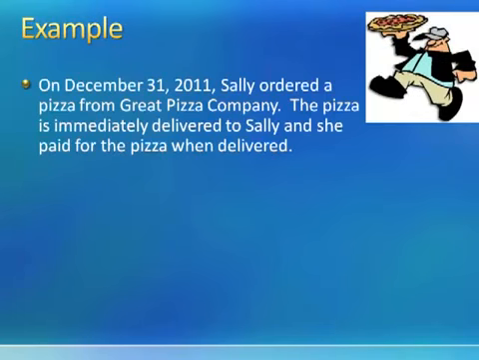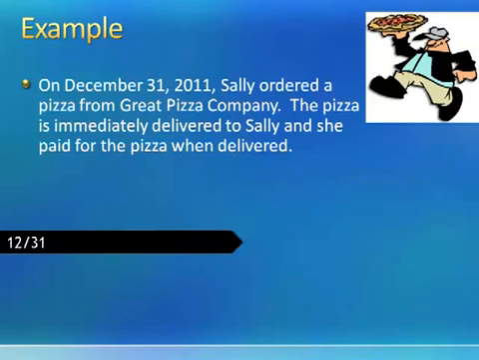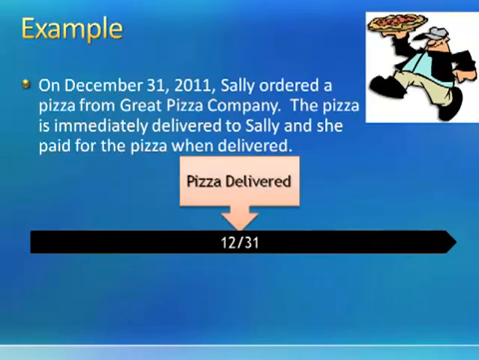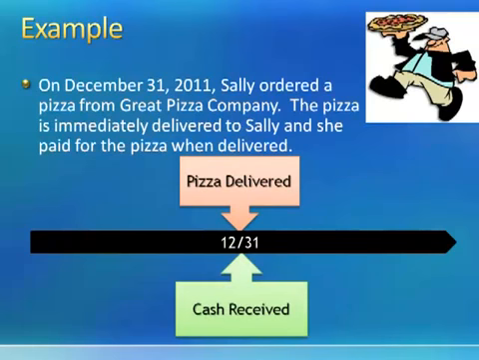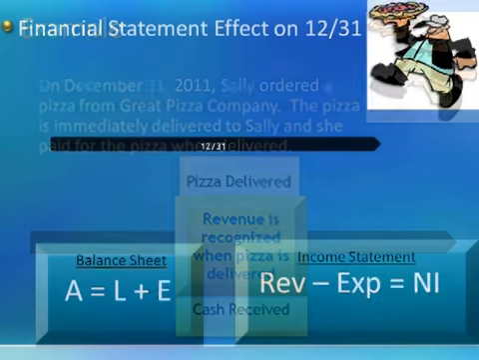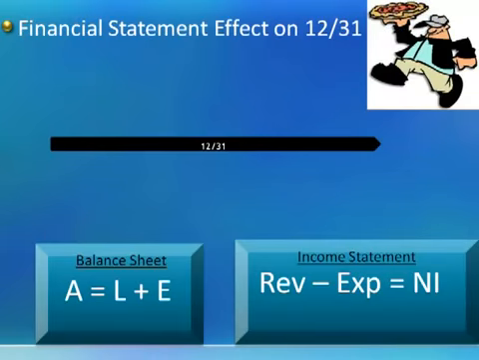So let's take a look at an example. On December 31st, 2011, Sally ordered a pizza from Great Pizza Company. The pizza is immediately delivered to Sally, and she paid for the pizza when it was delivered. So if we take a look at our timeline, what happened on December 31st? The pizza was delivered and cash was received. We know that revenue is recognized when the pizza is delivered. So let's take a look at how this affects the financial statements on 12/31.